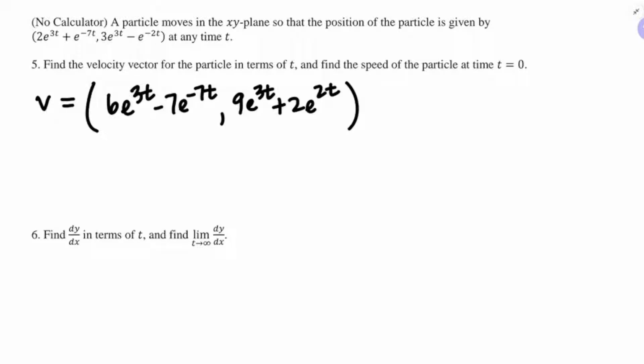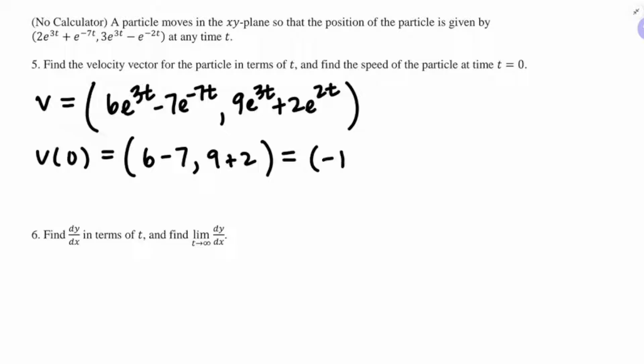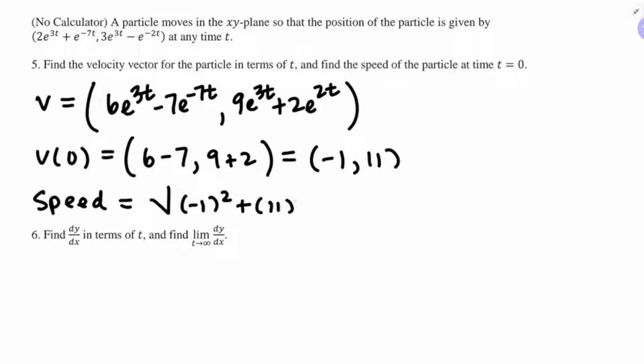All right, and find the speed of the particle at time t equals 0. All right, well, I'll find the velocity first. And so that's going to be 6 minus 7 and 9 plus 2. Okay, and that's going to be negative 1 and 11. Okay, so the speed is going to be equal to the square root of negative 1 squared plus 11 squared. And if you want to simplify that, you can, but you'd better be right. So 121 plus 1 is 122.